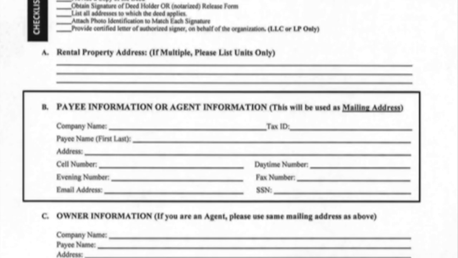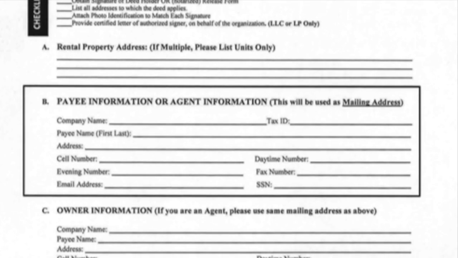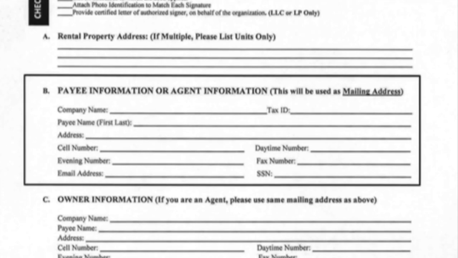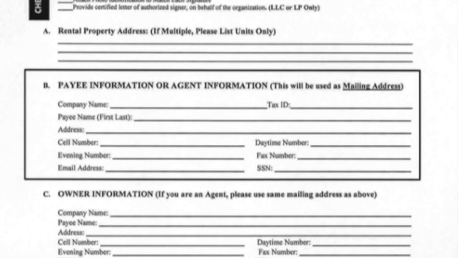Any way you would like for them to get in contact with you, this is where you list it. Your email addresses and your social security numbers. Remember, the social security card will be included in this packet.